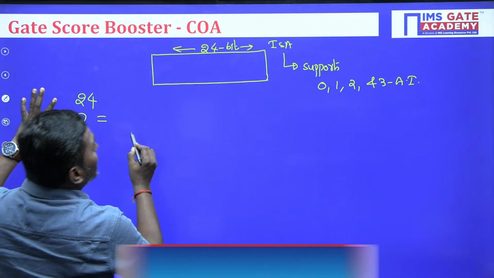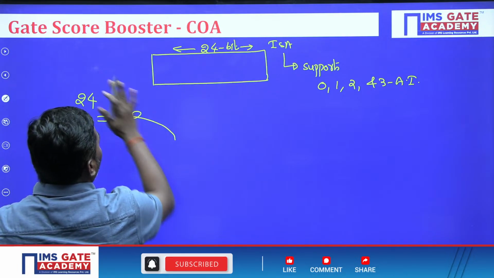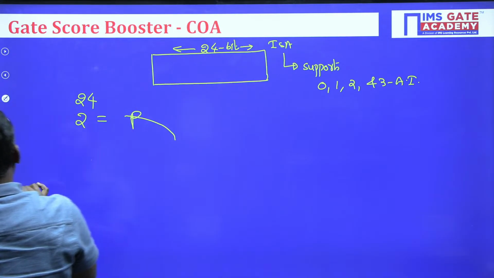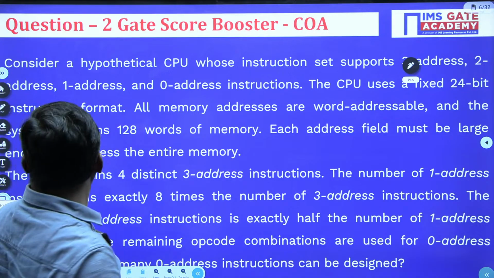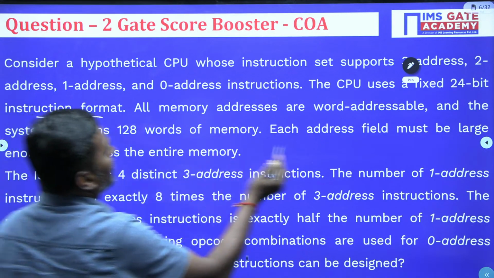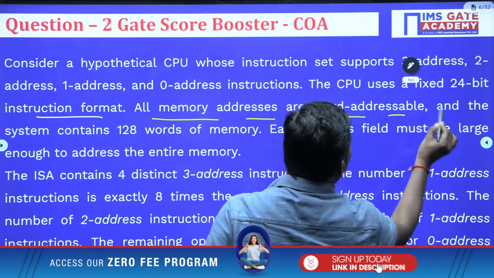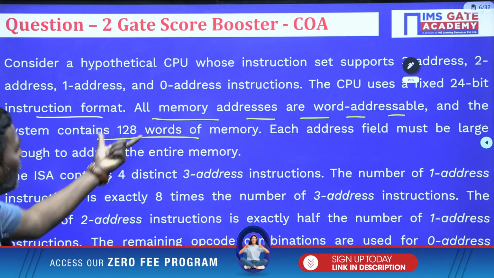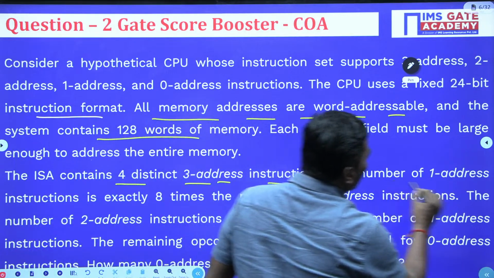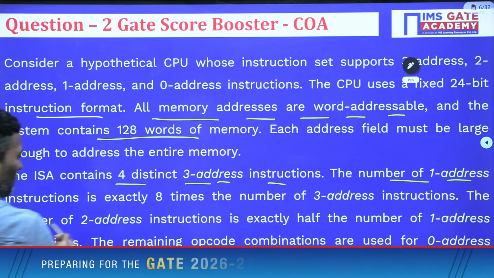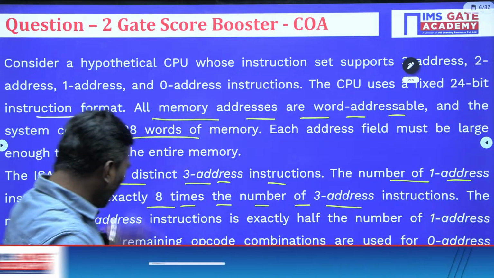These 2 power 24 instructions are a sum of naming. Let's take, I'm just naming it. Did you read it? Let me repeat: a 24-bit instruction format is given to us. All memory operands are word addressable, and the number of words in memory is 128. The ISA contains 4 distinct 3 address instructions. The number of 1 address instructions is exactly 8 times the number of 3 address instructions. This is the information given.